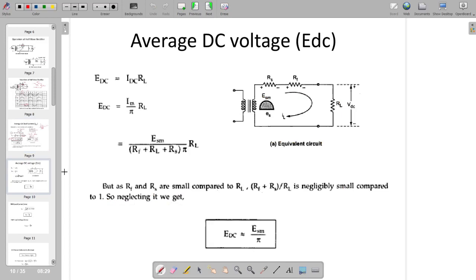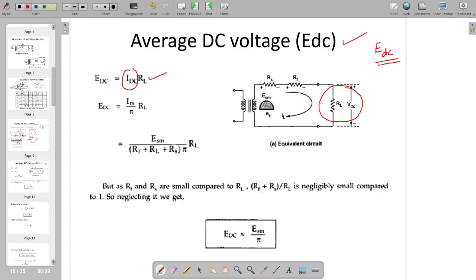So what do you mean by average DC voltage? Whatever the amount is that appears across the load is the DC voltage. It is denoted E_DC. So E_DC is equal to the current into resistance.